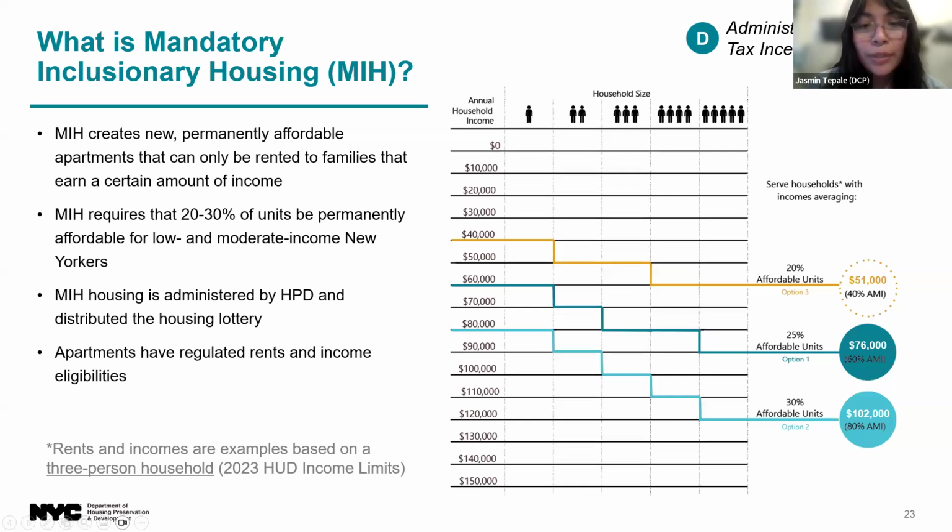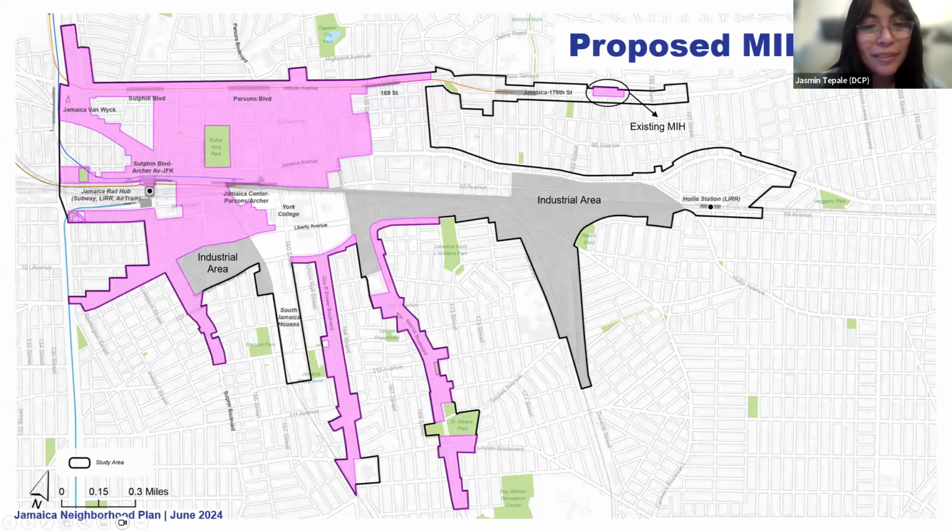So throughout the Jamaica Neighborhood Plan, oh, sorry, can you move up one slide? So yeah, through the Jamaica Neighborhood Plan, we're thinking about making MIH available through all the areas in pink. So all the areas along Hillside Avenue, going south of that to Jamaica Avenue by the LIRR station, along Guy R. Brewer and Merrick Boulevard. Next slide.